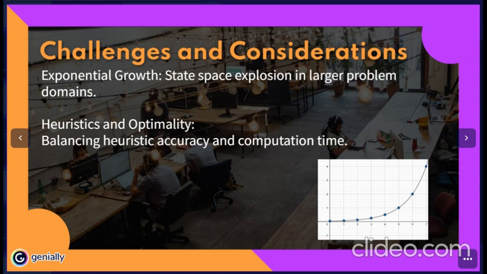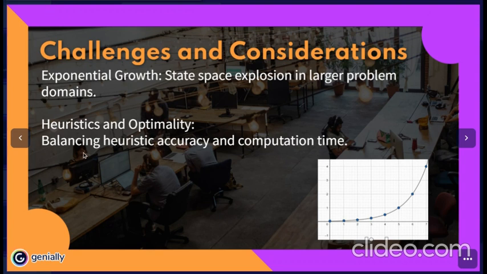Now, as powerful as state space search is, it comes with its own challenges. One major challenge is exponential growth. The number of possible states can explode, especially in larger problem domains. Here we can see how the growth is increasing at an exponential rate. Imagine that you are playing a game on a massive board. In that, the state space can become overwhelmingly vast, making it challenging to explore every option and find a goal state.